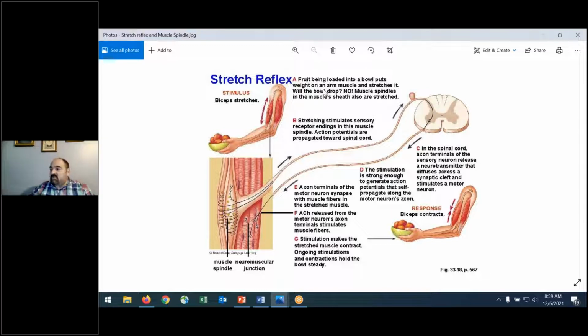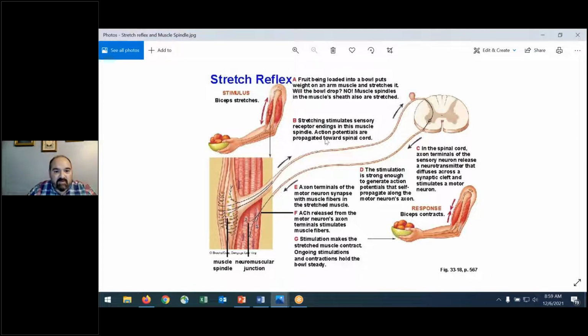Will the bowl drop? If someone hands me a bowl and I hold on to it, does my arm go down to the ground and not hold on to it? No. Muscle spindles in the muscle sheath are also stretched. This stretching, right, because you feel a little bit of a load, a little bit of weight, stimulates these sensory receptors, the receptor in the muscle spindle, right?